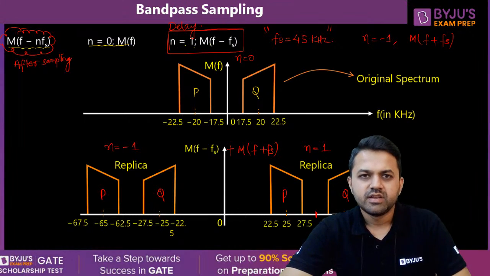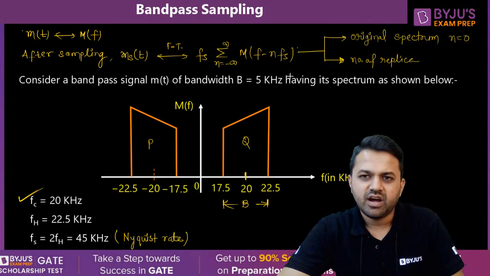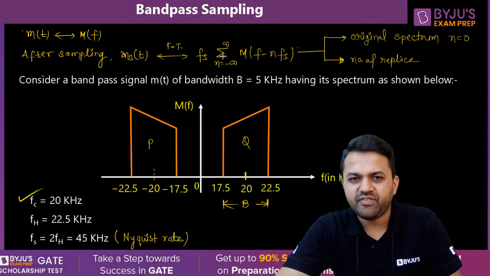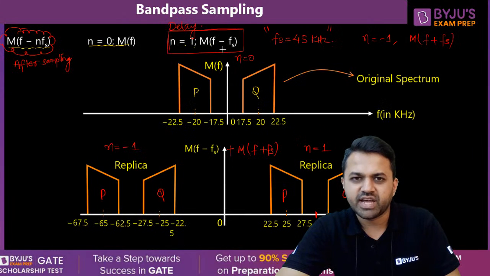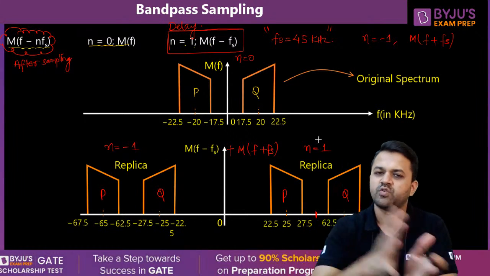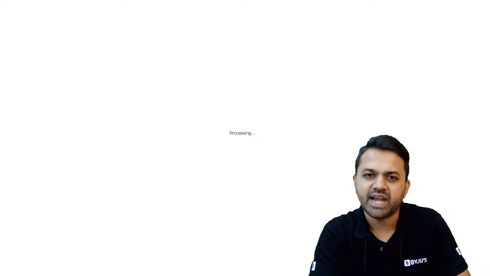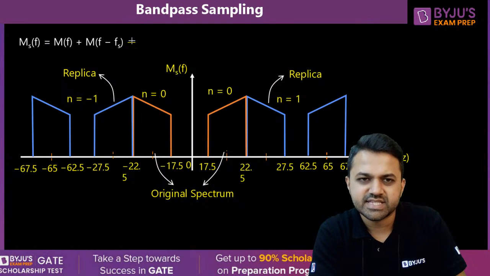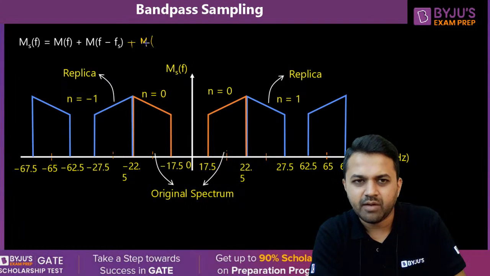Okay, got it. Now, as I said, we have to add all of them because we know that our original spectrum when we sample is fs times the summation over n equal to minus infinity to infinity of M of f minus nfs. So we have to add all of these components, whatever we are getting for n equal to 0, n equal to minus 1, n equal to 1. When we add this, we will get this spectrum.